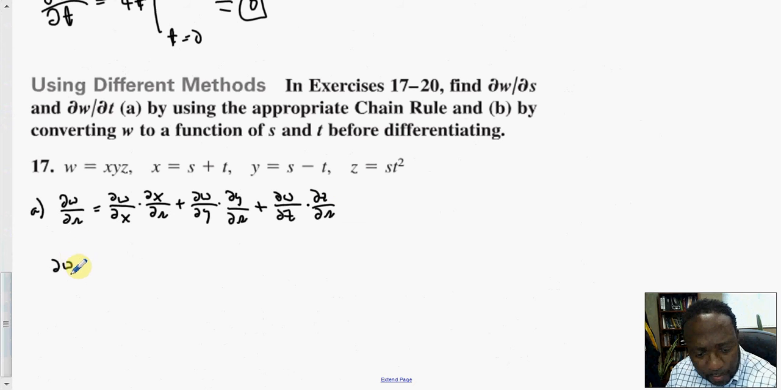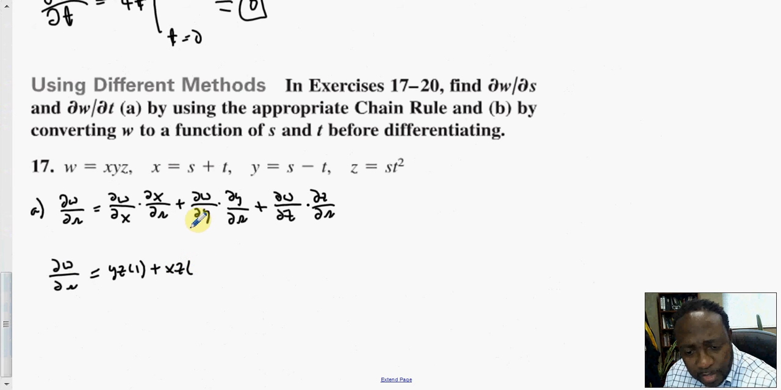So the partial of w with respect to s is equal to the partial of w with respect to x, that's y times z, times the partial of x with respect to s, that's times 1, plus the partial of w with respect to y, this is xz, times the partial of y with respect to s, that's 1, plus the partial of w with respect to z, that's xy, times the partial of z with respect to s, t squared.